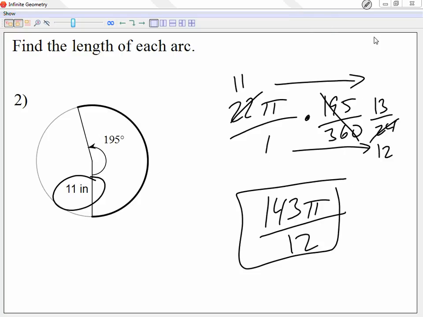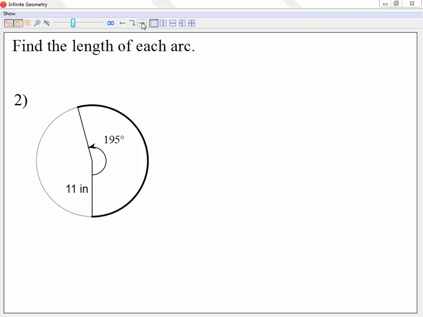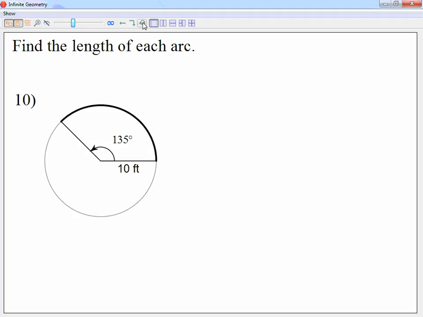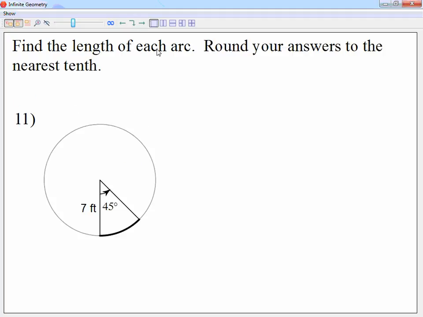No? Alright, let's take a look at number 11. So let me flip the page. Question number 11 says, find the length of each arc, round your answer to the nearest tenth. So now we're going to use pi as a decimal. In real life, when they ask you to find the length of the circle, you usually don't leave the pi in it. You multiply pi as 3.14. So this time we're going to use pi as a number. We're just going to multiply across.